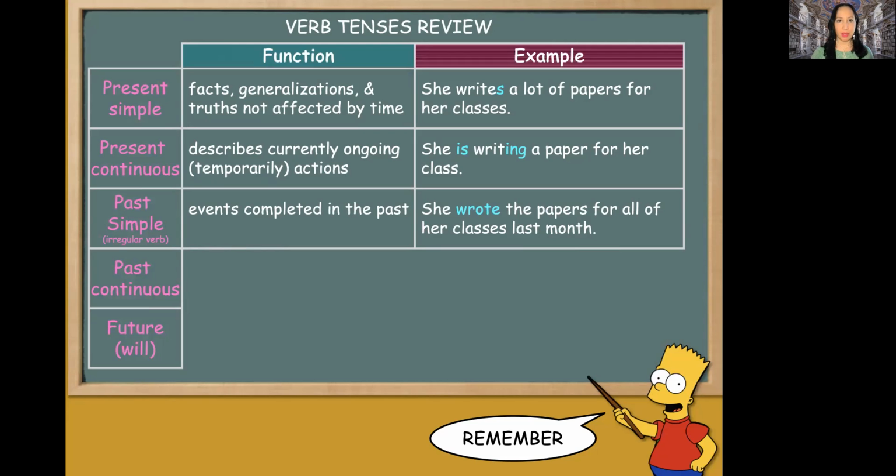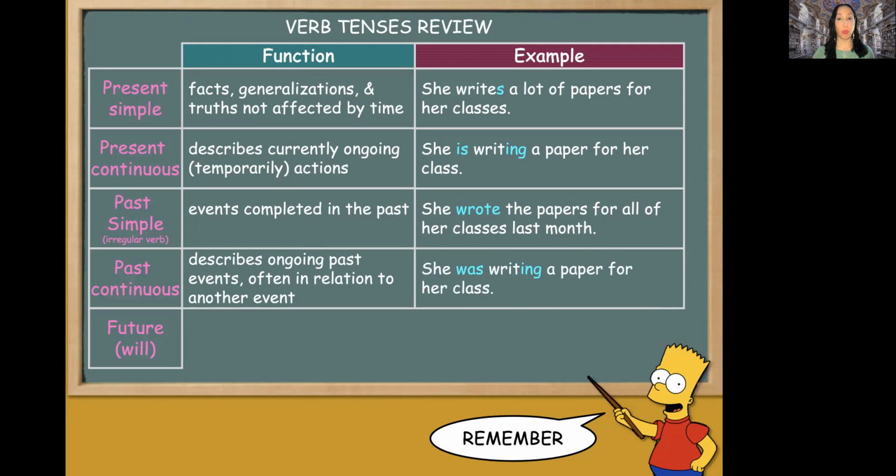Does anyone remember the function of the past continuous? That's correct. It describes ongoing past events, often in relation to another event. For example, she was writing a paper for her class. You notice the past tense was and the continuous with the ing conjugating the verb to write.